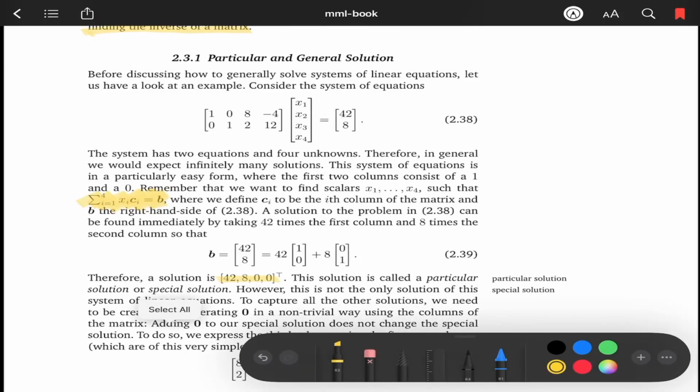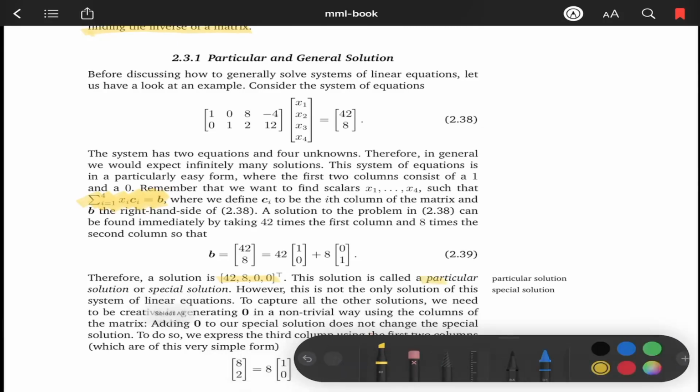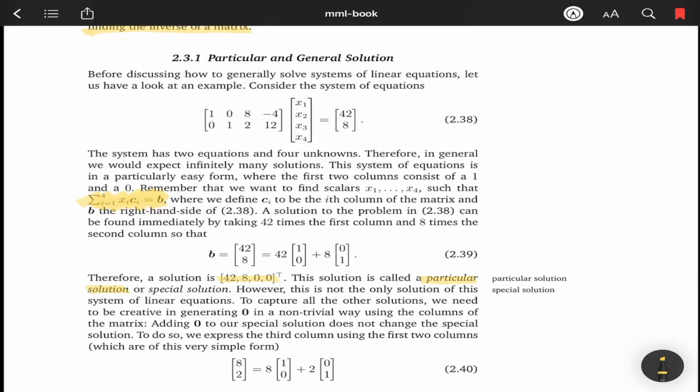And they say the solution is called a particular solution, or a special solution. So two words for the same thing. It means that there are more solutions, it's just one of many. However, this is not the only solution of the system of linear equations. To capture all of the other solutions, we need to be creative in getting zero in a non-trivial way using the columns of the matrix.